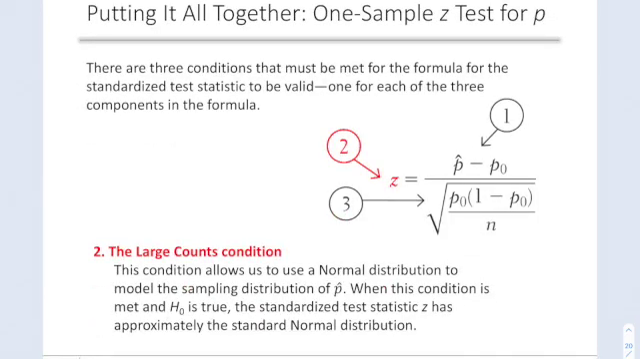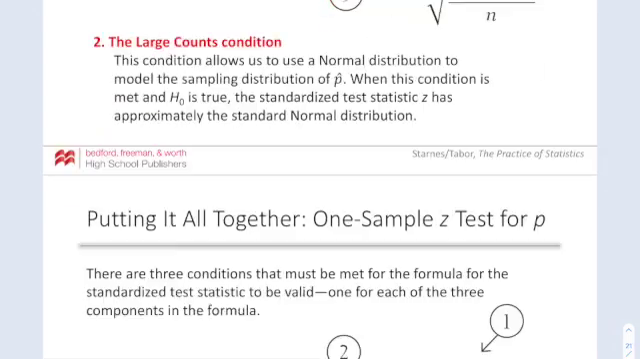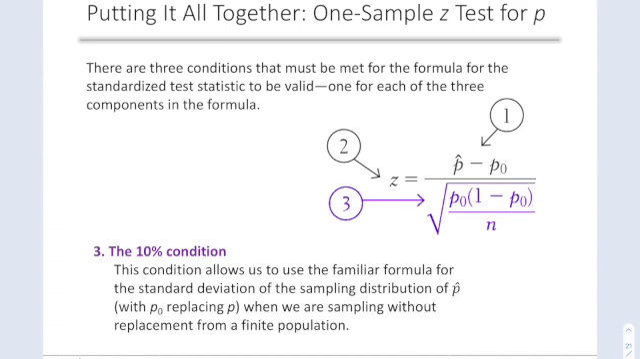Part 2 is the large counts condition. This allows us to say that we have a normal distribution and therefore we can use z-scores. The third part is the 10% condition. The 10% condition is about sampling without replacement in a finite population to help ensure we have somewhat of an independent sample, therefore we can calculate the standard deviation.